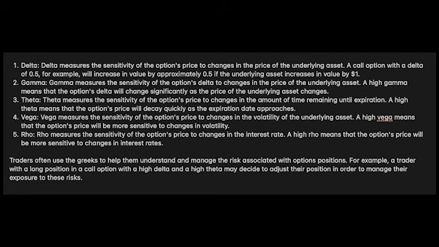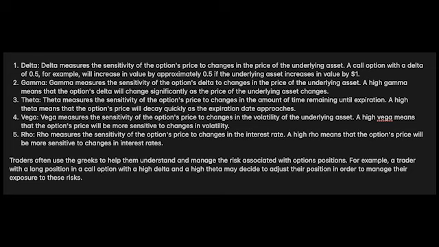The next one is theta. Theta is a Greek that measures the rate of change of an option's price with respect to the passage of time. It can be thought of as the option's time decay. The higher the theta, the faster the time decay will be on the premium.